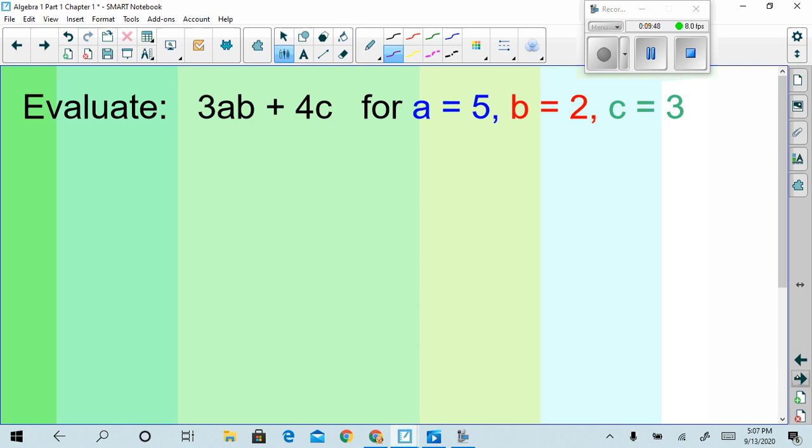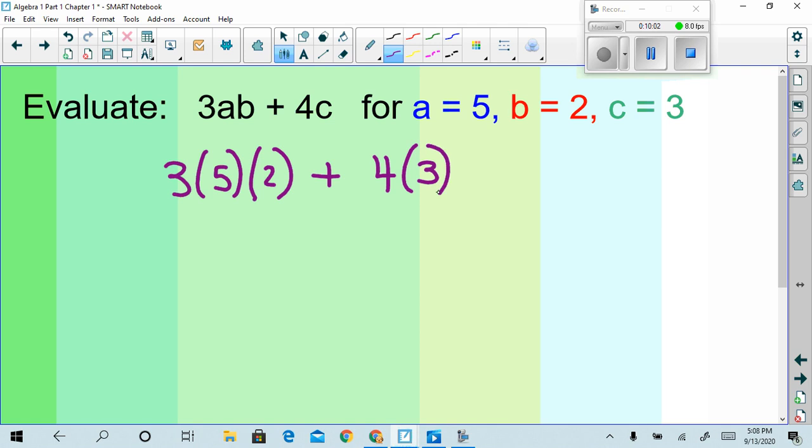One more here where I now have 3 variables. We're going to have 3 times 5 times 2 plus 4 times 3. Again, just a little exercise in order of operations and a little computation. Now, commutative property says I can multiply any way I want on these first three. I might do 5 times 2 is 10, and 10 times 3 is 30, plus 12, and we see that we have 42.